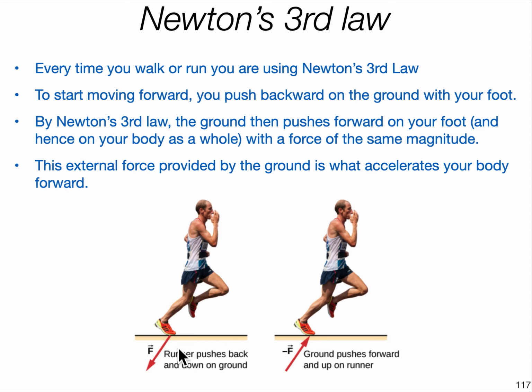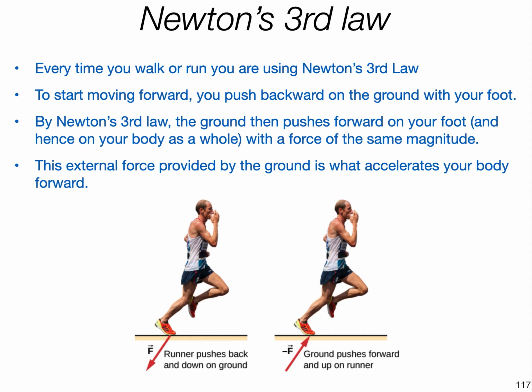Right? So this runner is pushing down on the ground at some angle, and the ground is pushing back on the runner. Right? With a force of exactly the same magnitude, these force vectors have the same lengths, but they're in opposite directions. Okay, so it's actually the ground which is pushing you forward as you run.